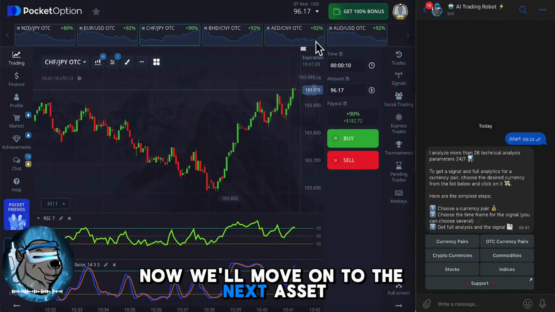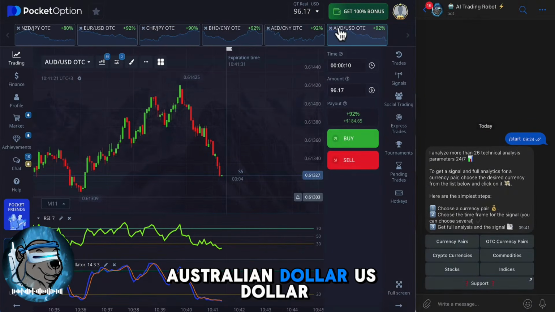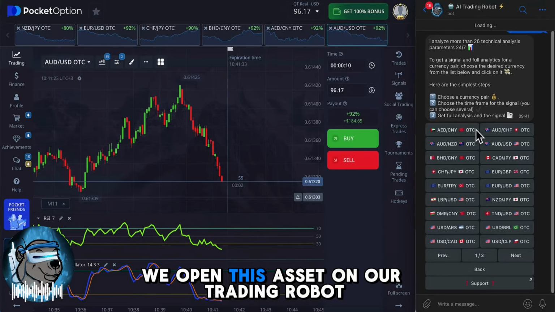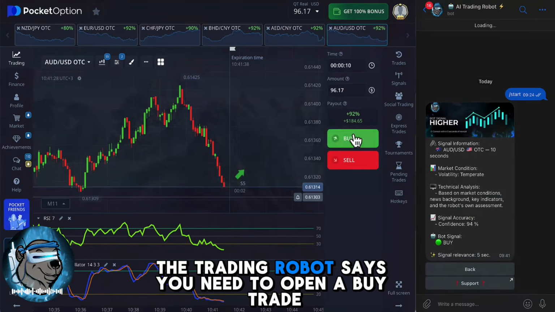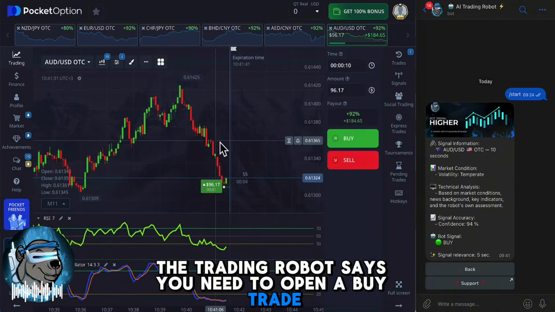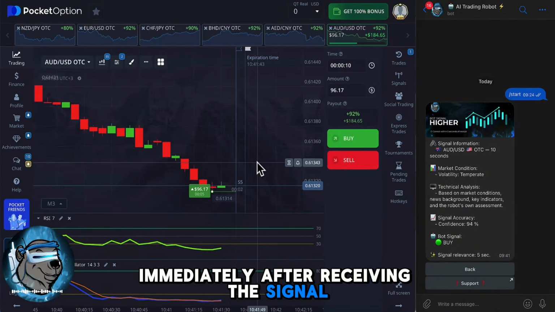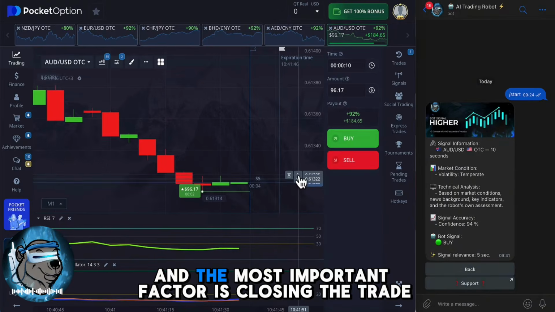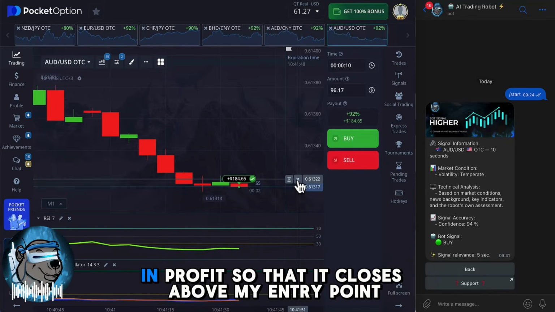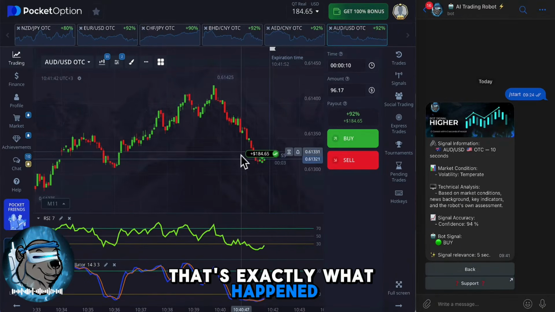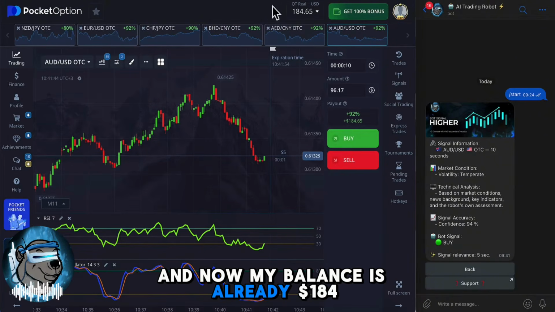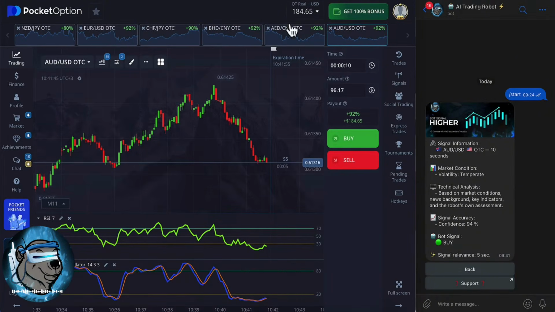Now we'll move on to the next asset, Australian dollar, US dollar. We open this asset on our trading robot and start the signal for 10 seconds. The trading robot says you need to open a buy trade. Immediately after receiving the signal, I open this trade. And the most important factor is closing the trade in profit so that it closes above my entry point. That's exactly what happened. And now my balance is already $184.